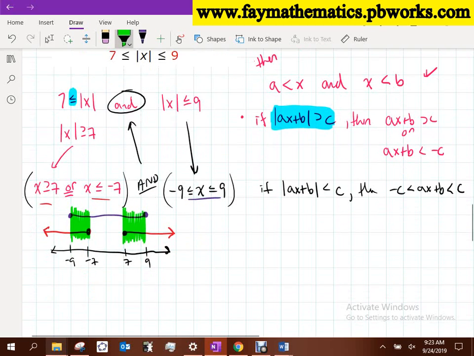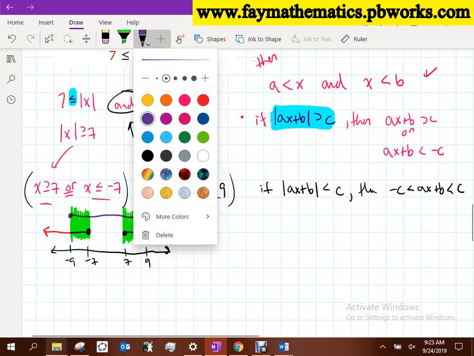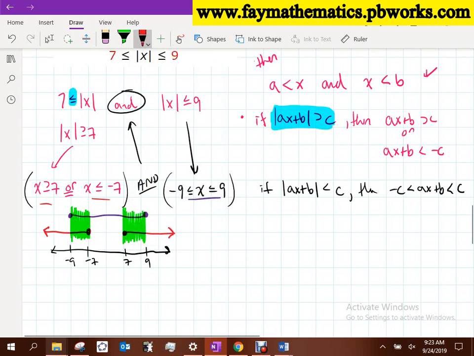Okay, so the way we answer this then, left to right, is negative 9 included, up to negative 7 included. We skip some values. We'll get back up to 7 included, finish at 9 included, and we union those two. So that's kind of what we're looking for on questions that incorporate an absolute value in a between statement.